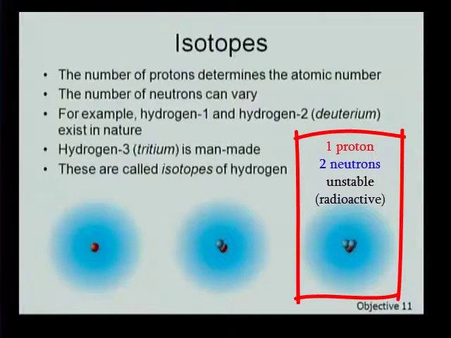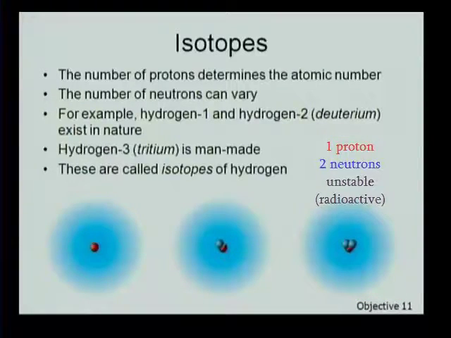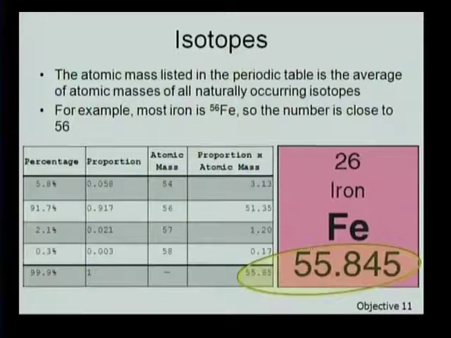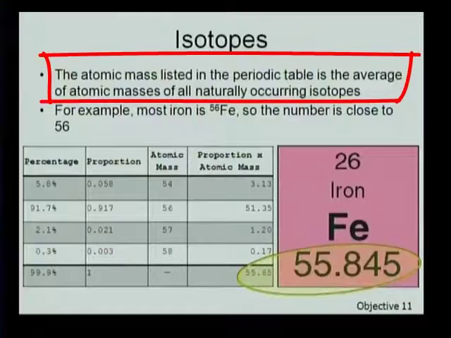So we call that hydrogen 3 or tritium, and all these pictured on this slide from left to right, protium or hydrogen 1, deuterium or hydrogen 2, and tritium or hydrogen 3, are all different isotopes of hydrogen. So isotopes are atoms that differ in the number of neutrons that we find in the atom. The atomic mass that we listed in the periodic table, as we saw earlier when we were studying each block of the periodic table, is the average of the atomic masses of all naturally occurring isotopes.